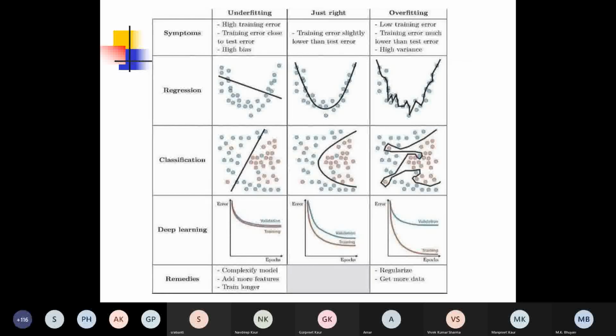And here I am also showing the underfitting and overfitting cases corresponding to regression, classification, and deep learning. In deep learning you can see this is very good, but in this case also we have to consider the overfitting case. So for this, we have to apply some regularization technique in deep learning.